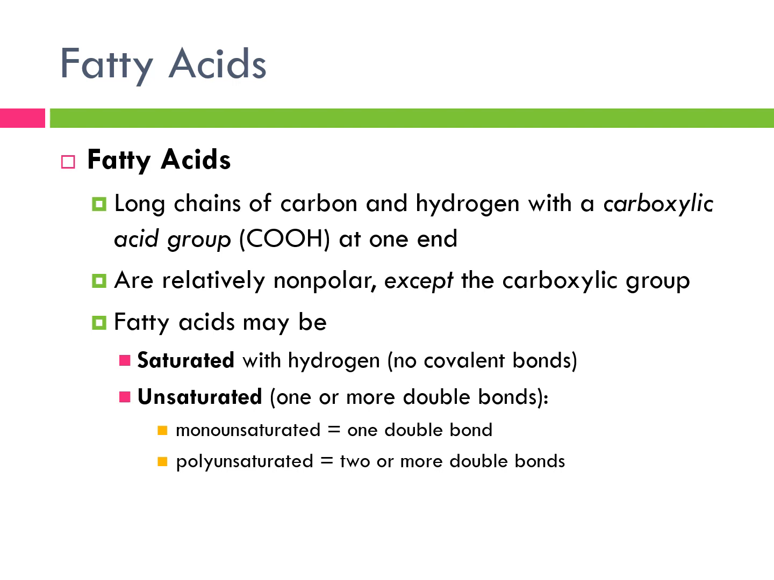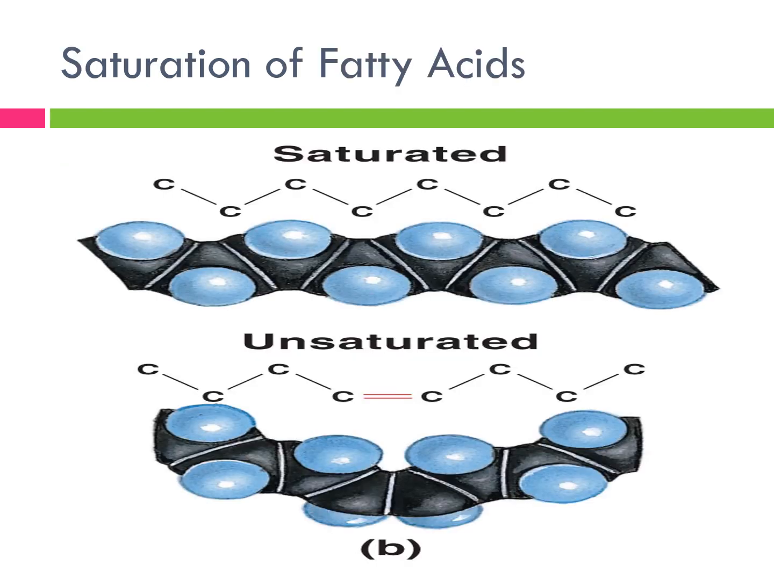Anywhere you find a double bond, you're going to find a bend in the fat. So if we look at this picture, a saturated fatty acid is a nice straight flat chain, whereas an unsaturated fatty acid that has this double bond is going to have a bend in it. So saturated fatty acids pack together tightly, whereas unsaturated fatty acids cannot pack together so tightly. So they're slightly less bad for you.